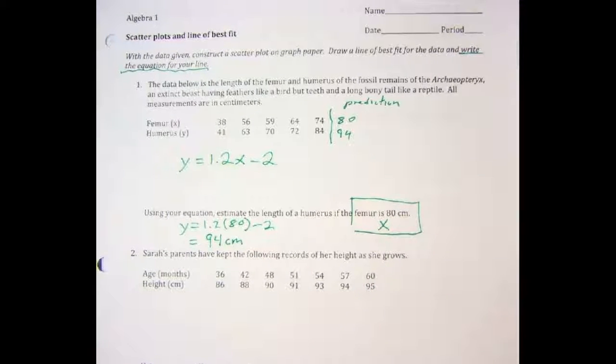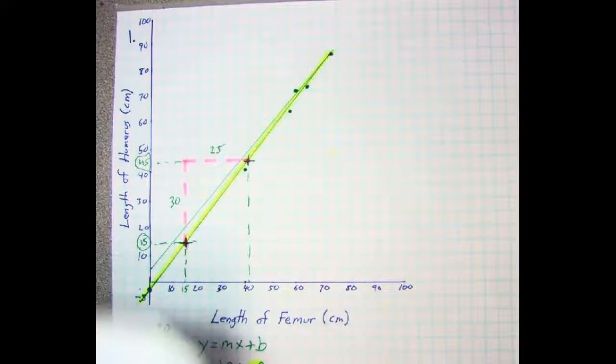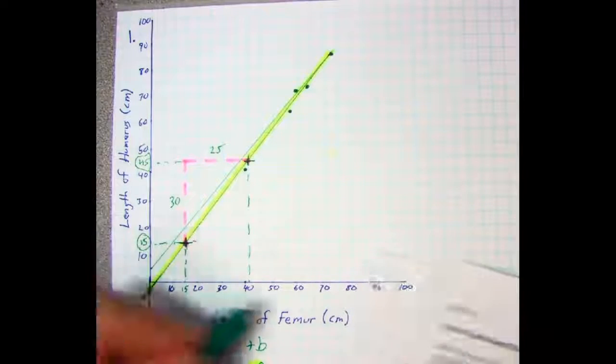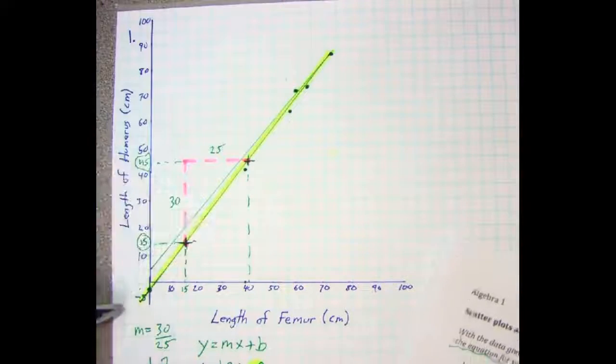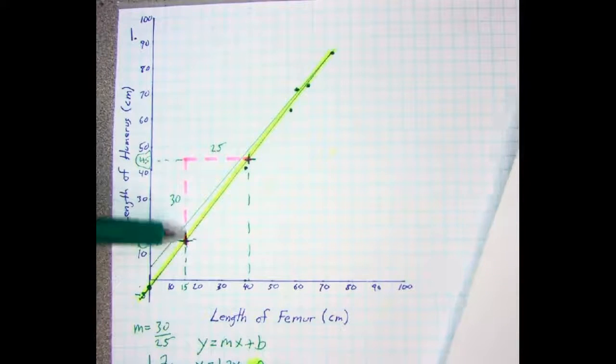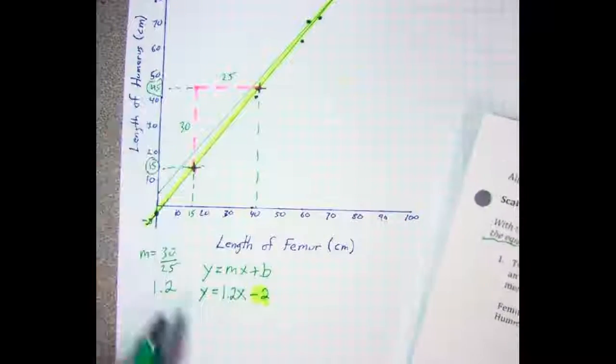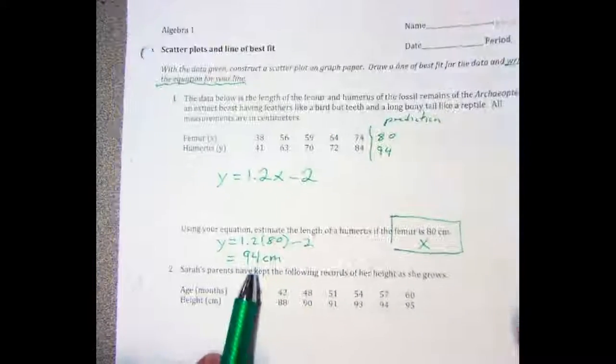All right, so that's one problem from beginning to end. It started with making sure you made the graph big enough, plotting the points, choosing a line, estimating your y-intercept, and calculating a slope, okay? And then using that equation to do a prediction.